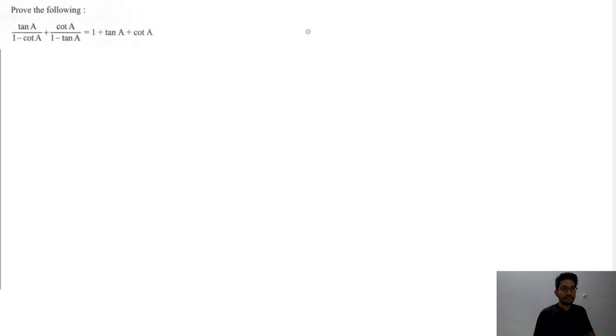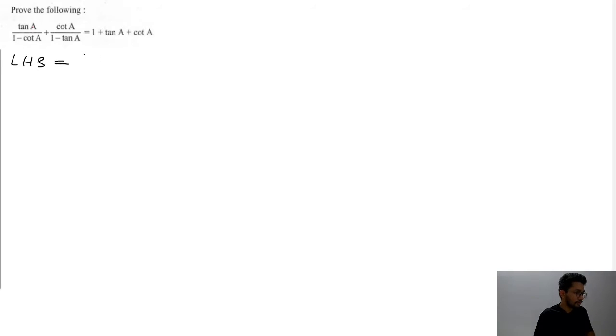Our question says, prove the following: tan A divided by 1 minus cot A plus cot A divided by 1 minus tan A is equal to 1 plus tan A plus cot A. So we have to prove tan A divided by 1 minus cot A plus cot A divided by 1 minus tan A is equal to 1 plus tan A plus cot A. This is a really simple question. We need to prove just LHS is equal to RHS, so we can just take LHS right now.